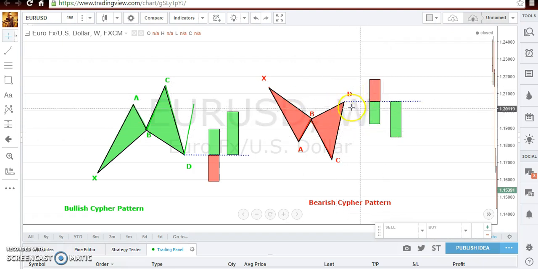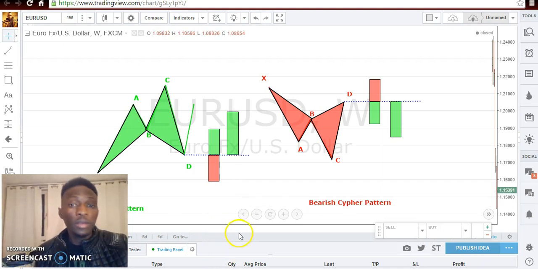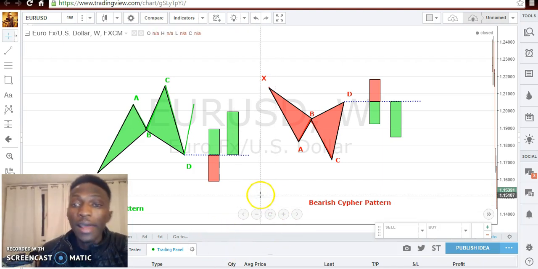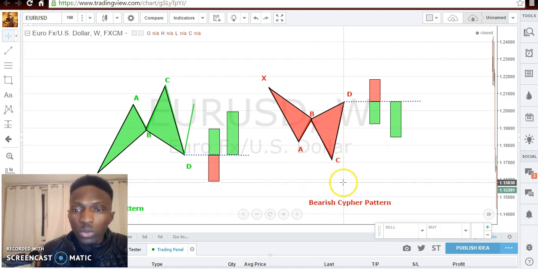And I'm going to show you guys a few examples of some of the trades that I took on TradingView, where I've actually placed emphasis on the Cypher and the RSI, and I'll show you guys how that trade turned out. Okay, so now that we've seen what the Cypher pattern looked like, we've understood all the rules that make up the Cypher pattern.